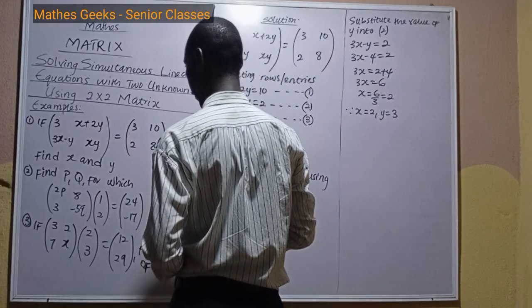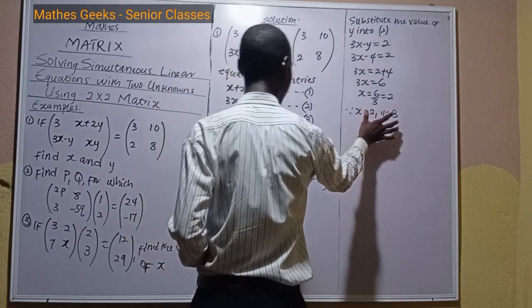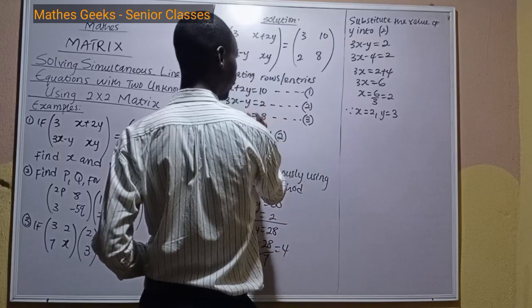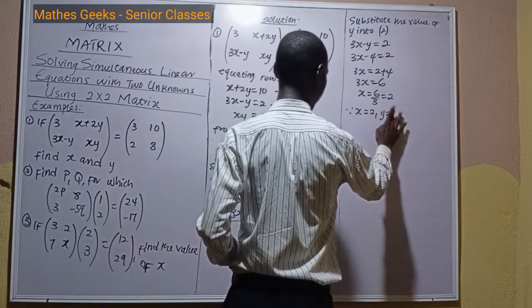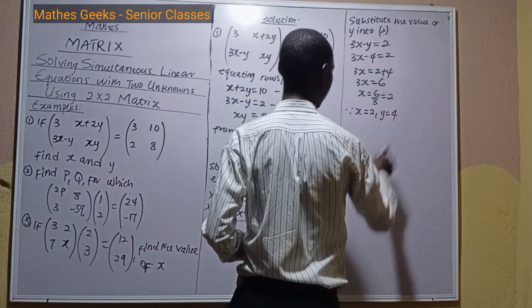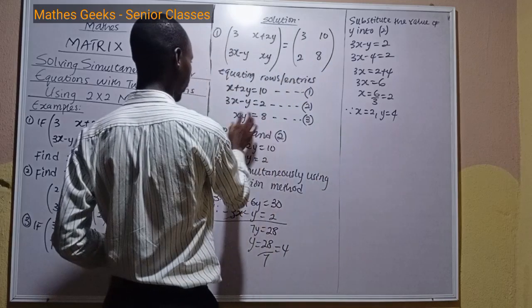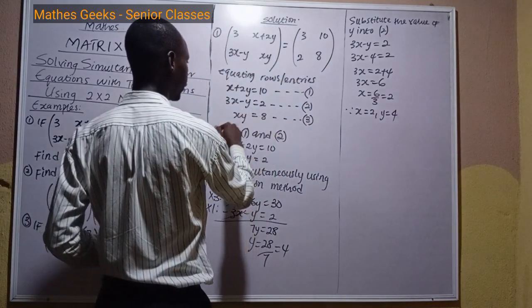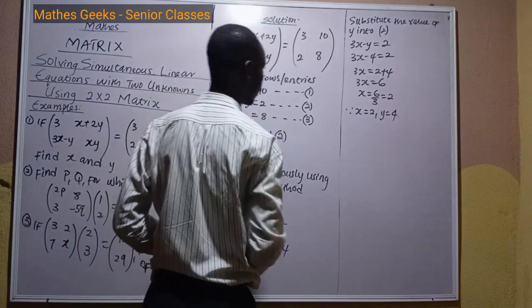So if you put these values here, then x is equal to 2, y is equal to 4. In equation 3 it says xy is equal to 8. So 4 times 2 will give us 8.